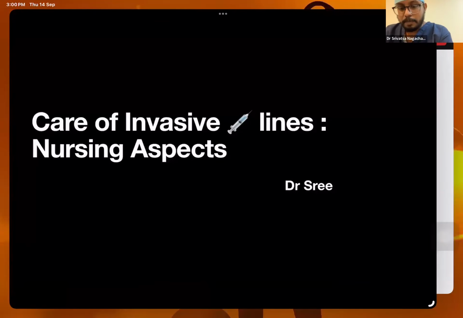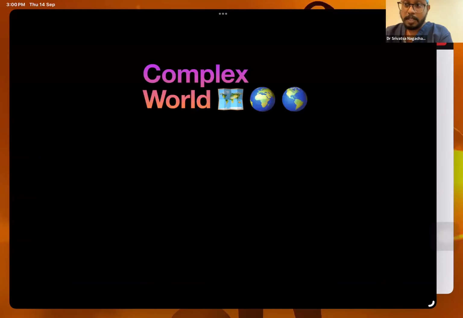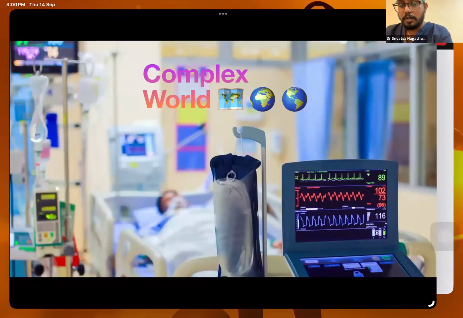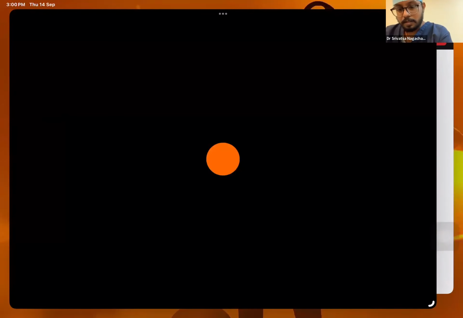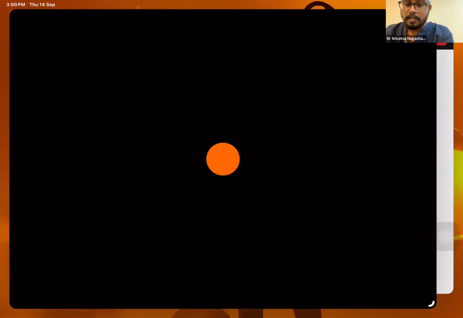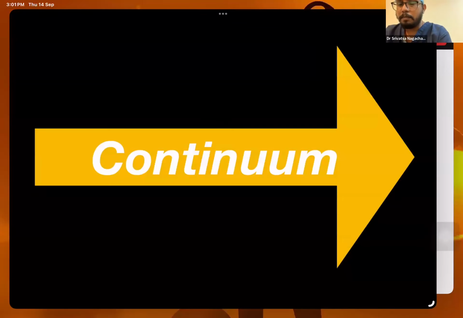And why I specifically chose this topic is because we live in a much more complex world, especially our ICU world. It's not as simple as it looks from the outside. Here, the care starts from here rather than stopping here. Most of the time it's a continuum between the wards or the emergency departments and ICUs, or sometimes even discharge to the home.